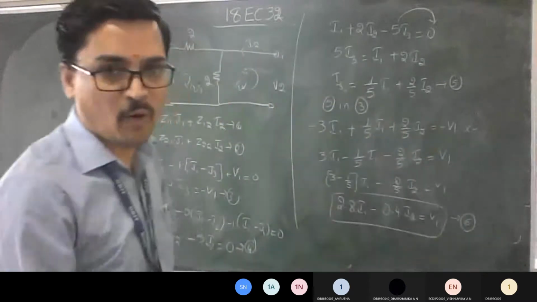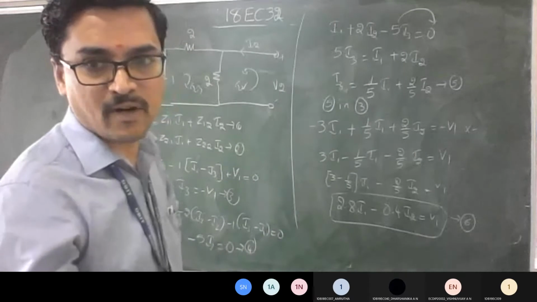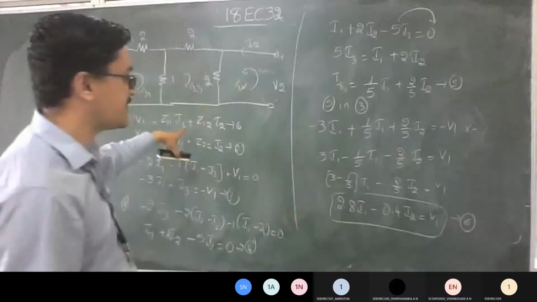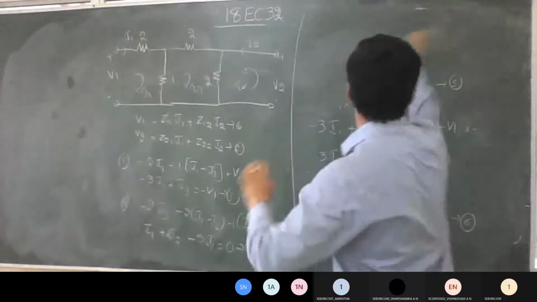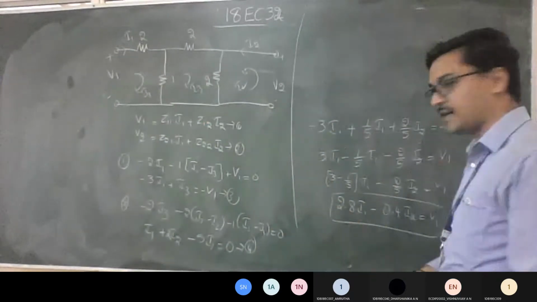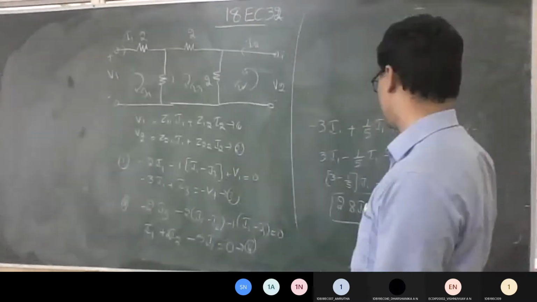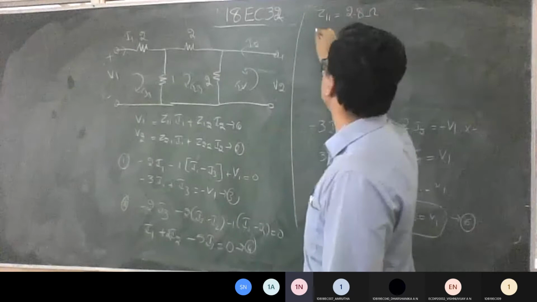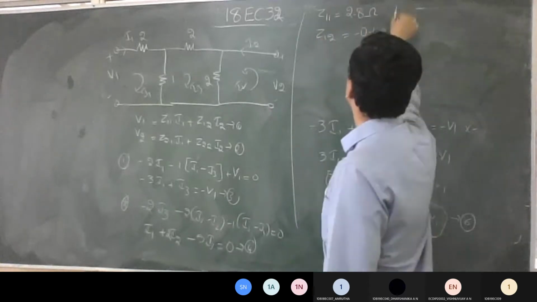So what you should do now? Compare what and what? Equation 6 and Z11. Good. Compare equation 1 with 6. So from that, what you can claim? I will erase this part. So after comparing these two equations, what's the thing you're going to get? Z11 is equal to 2.8 ohm, and Z1 is equal to minus 0.4 ohm.